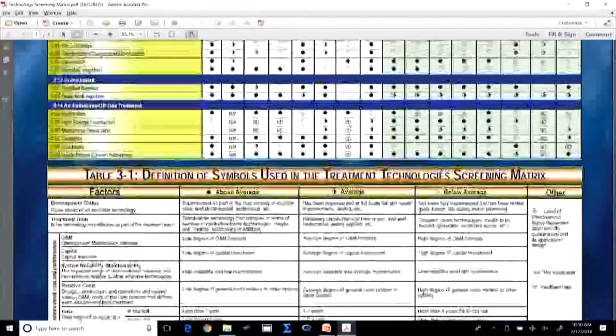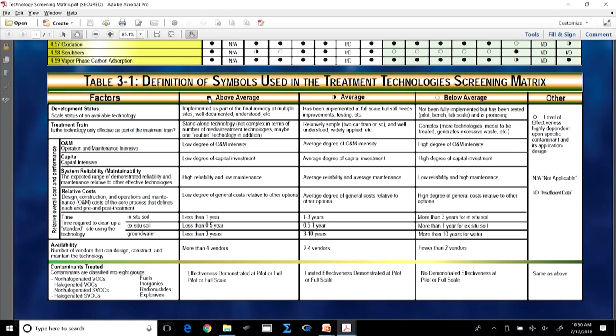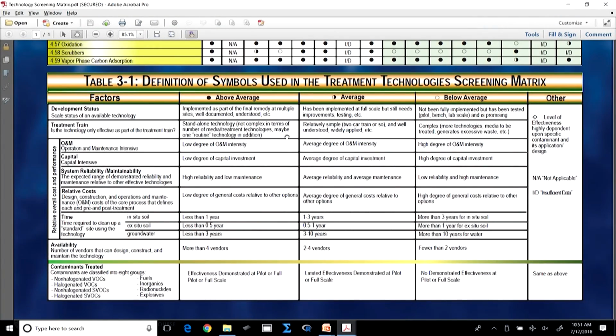To understand that, I guess we need to look at the legend here. We have above average performance, average performance, below average, and so on. And again we have the reasons why a particular method is listed as above average, average, or below average. For example, in treatment train, is the technology only effective as part of the treatment train or as standalone? Does it need to be set up in conjunction with other treatment techniques, or does it work standalone too? So standalone, not complex in terms of number of media treatment technologies, maybe one routine technology in addition, low degree of operation and maintenance, low capital investment, and time required relatively less.